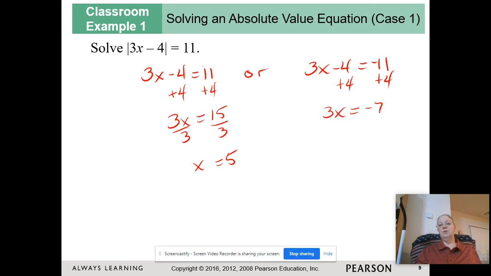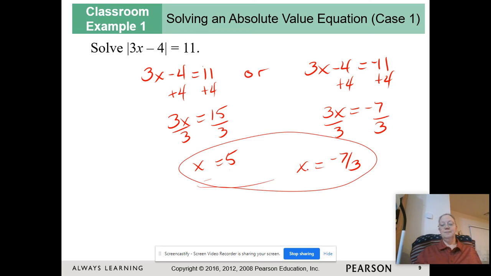So for those of you that remember that you need two answers, most of the time what students do wrong is they completely forget the negative, or they think the answer is plus or minus 5, which clearly it is not. It is positive 5 and negative 7/3. We can write it in set notation like that. Remember, you have to solve it twice, once with the positive, once with the negative.